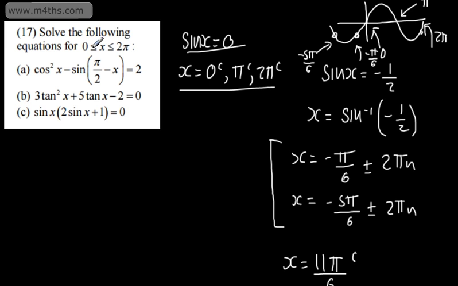Just check that it isn't a strict inequality, because if that was the case here, then we would omit this answer. And if it was strict at this end, we would omit this answer. I don't think you would get penalised in an exam, but just check what you're doing.